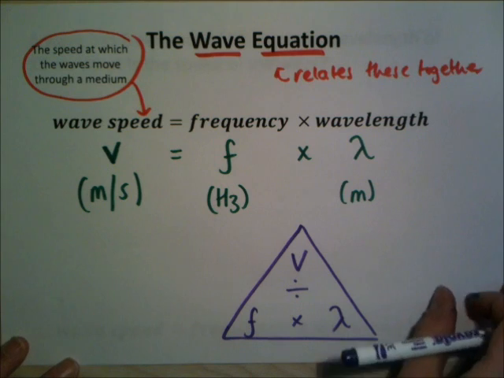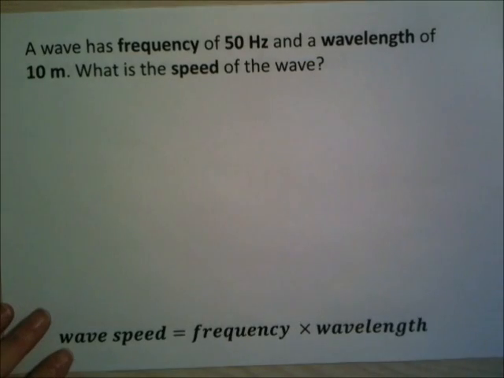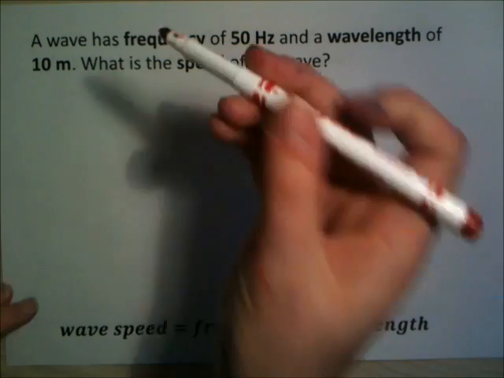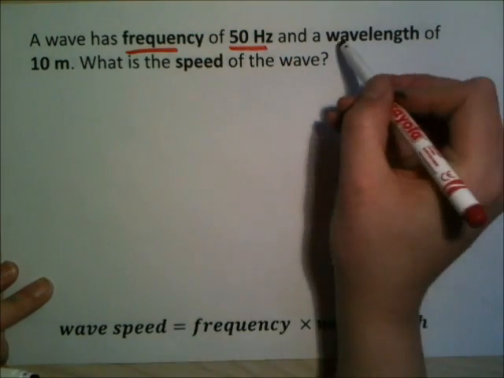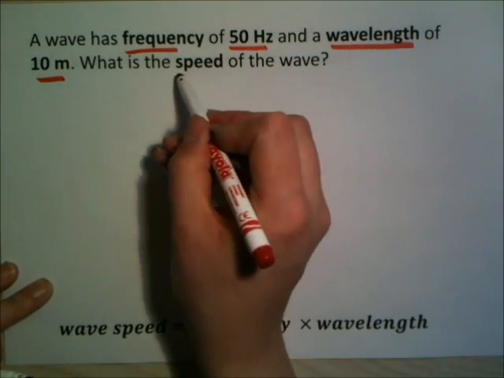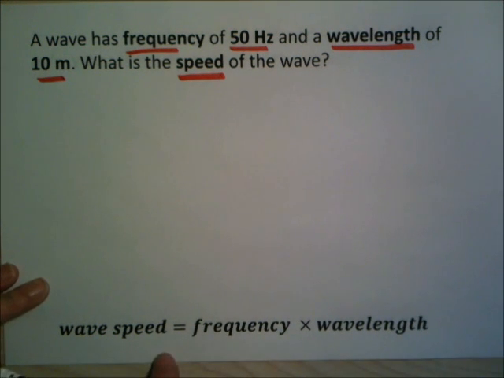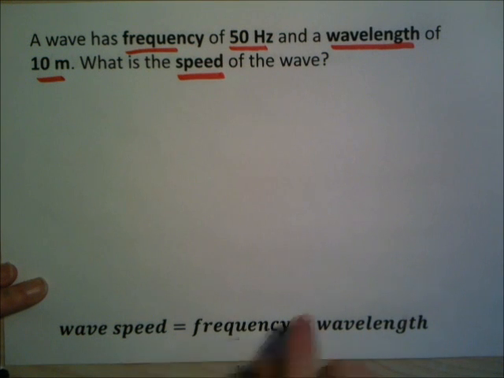with two example questions. Now, our first example question is this. A wave has a frequency of 50 hertz and a wavelength of 10 meters. What is the speed of the wave? If we look at the bottom, we have our equation. Wave speed equals frequency times wavelength. So we don't have to rearrange this equation. It's already in the right form for us because we've got wave speed on its own at the side.